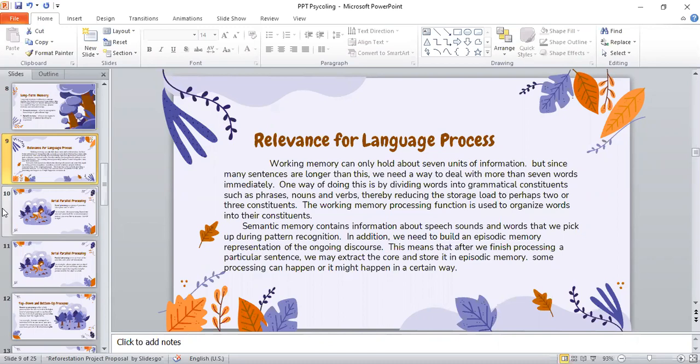Semantic memory contains information about speech, sound, and words that we pick up during pattern recognition. In addition, we need to build an episodic memory representation of the ongoing discourse. This means that after we finish processing a particular sentence, we may extract the core and store it in episodic memory.